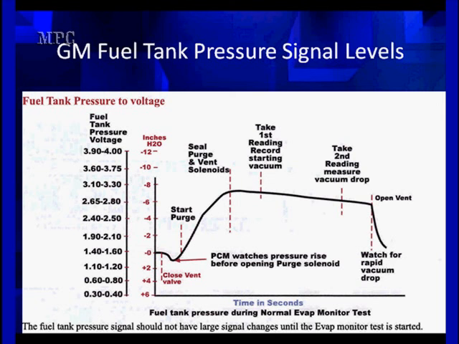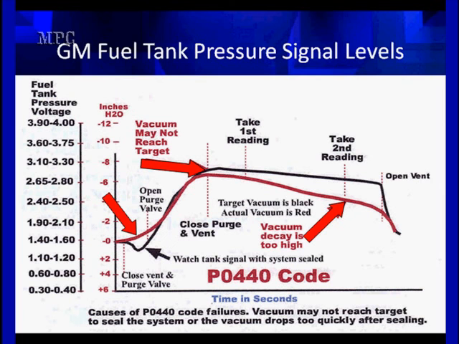So now that we see the overall chart, this makes testing pretty easy. It's not hard at all. What do failures look like? Well, failures, the first arrow on the left, we're starting to build vacuum. We won't go any further if that happens because that's a leaking vent solenoid.